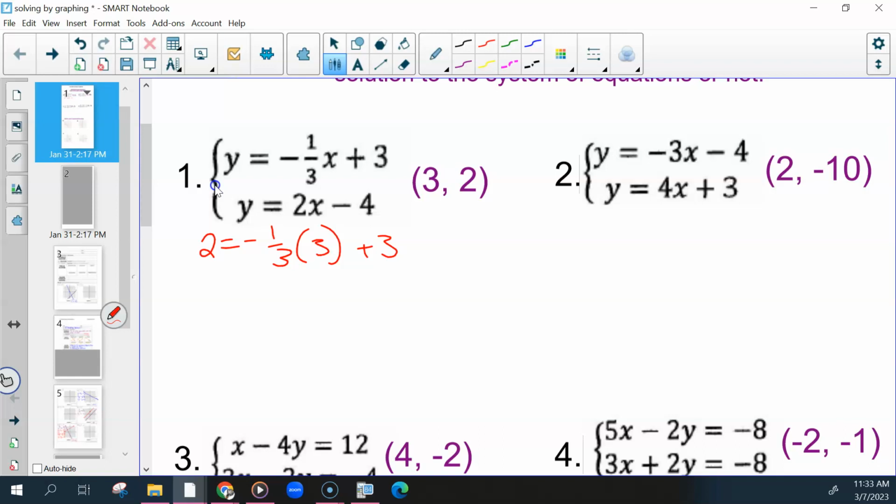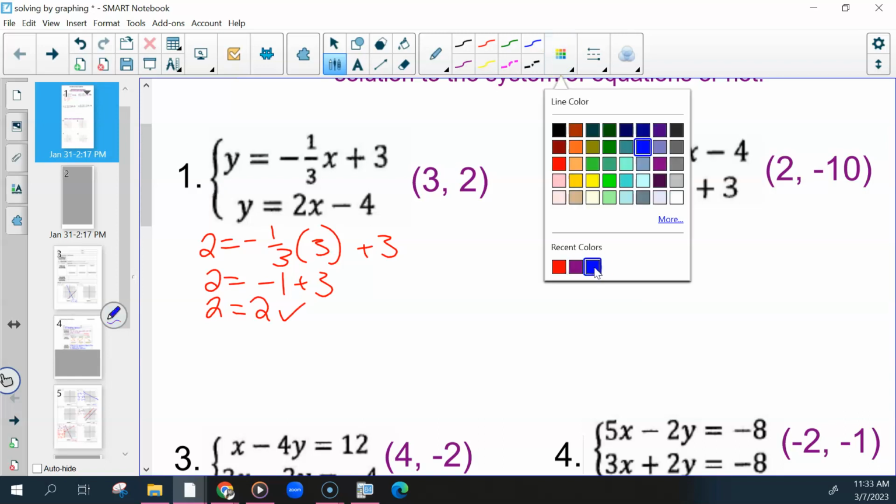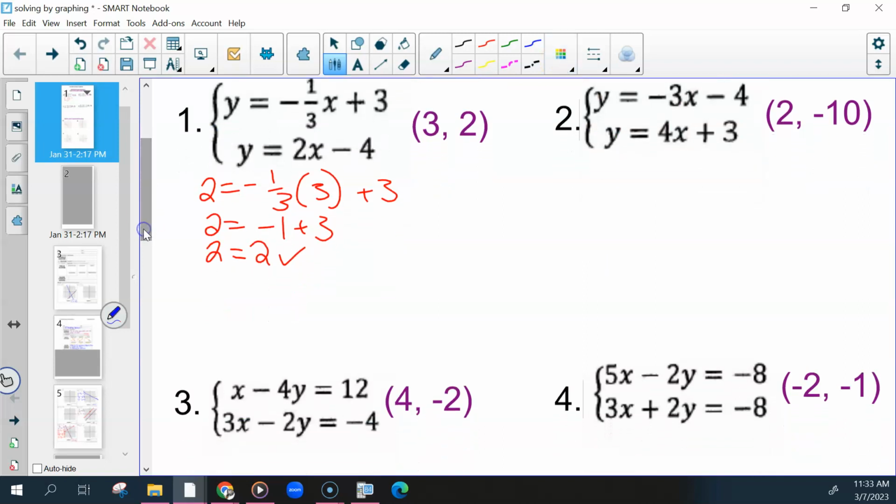Negative 1/3 times 3 would give us what? Negative 1. Does negative 1 plus 3 equal 2? Yes. So that one works. But now we have to try the other one. Put that same point back into the second equation.